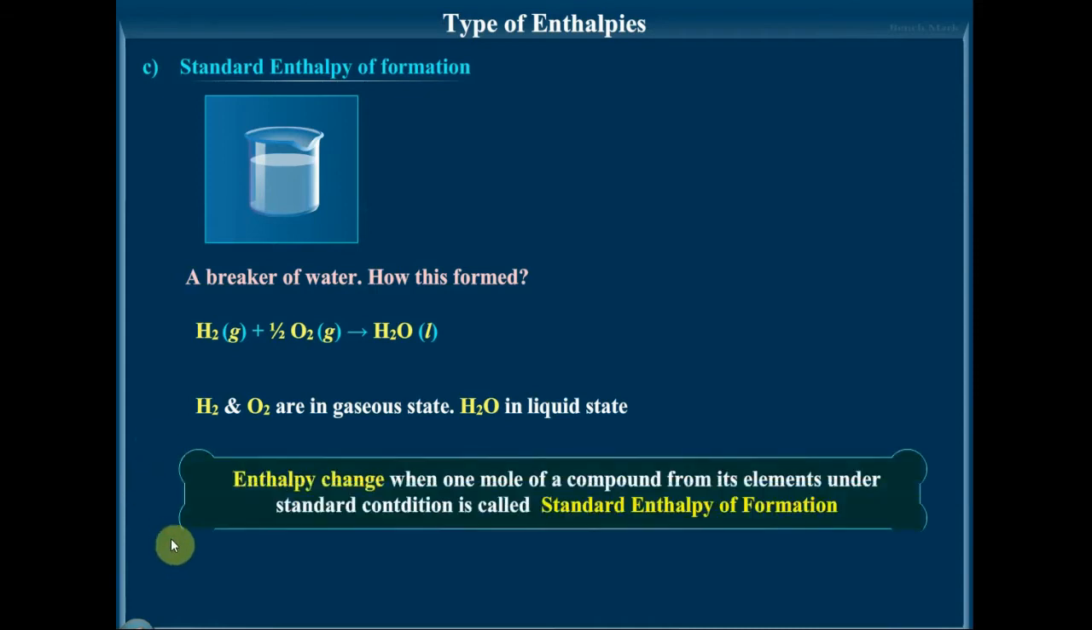So as I discussed earlier, enthalpy change. What is enthalpy of formation, or molar enthalpy of formation, or standard enthalpy of formation? It is the enthalpy change when 1 mole of a compound is formed from its elements under the standard conditions, that's 298 Kelvin and 1 bar pressure, is called the standard enthalpy of formation.